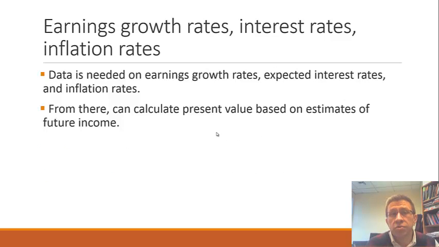Finally, in order to come up with an estimate of damages, like the present value of this person's expected earnings had they continued in their position, you'll need information on earnings growth rates: how much would their incomes have grown, and what are the expected interest and inflation rates. If you have that information, you'll be able to calculate the present value of the losses based on the estimates of future income in all of the various time periods moving forward.